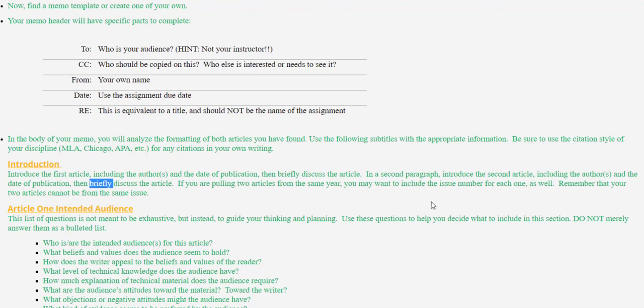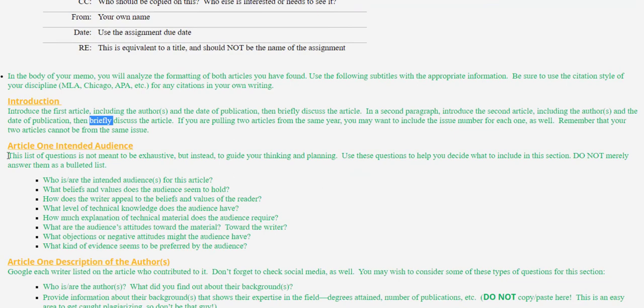After that, you're going to go into a more detailed analysis of Article 1. So your next title or section header will be Article 1, Intended Audience. And so you will list here who it is that this article was originally written for. Other scholars in the field, people who are interested in robotics, people who are looking for the culinary school of their dreams. What is the purpose? These are some questions to help you decide who that audience is. But again, you do not have to answer every single one of these in a bulleted list format.